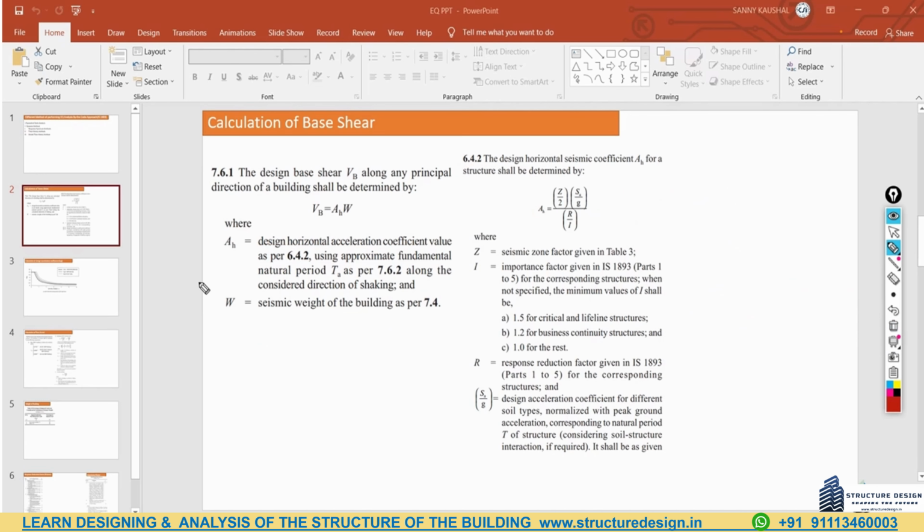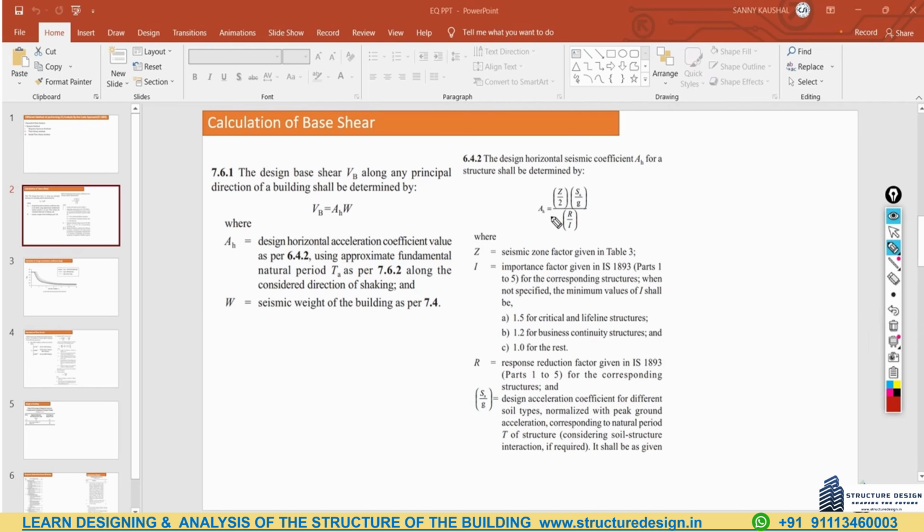But before going to that, one more important thing that has to be multiplied with Ah is your W, and W is the seismic weight of the building, and we have to calculate the seismic weight of the building also. So the weight of the building which you have calculated is different as compared to the seismic weight of the building. So the seismic weight of the building will be quite different from the weight of the building.